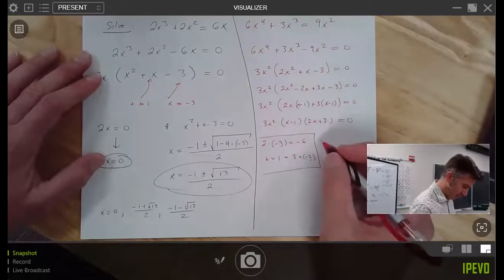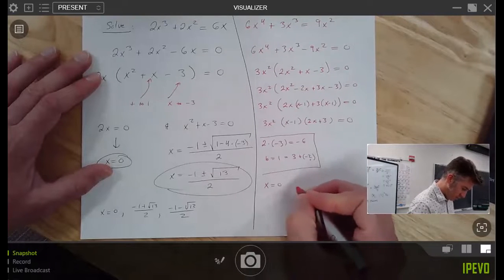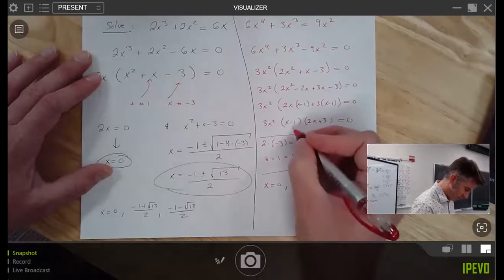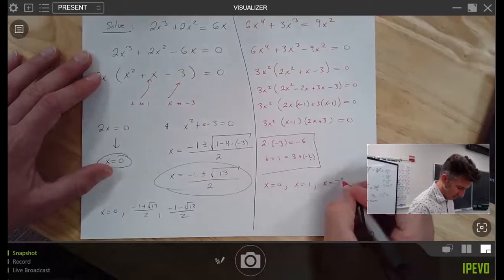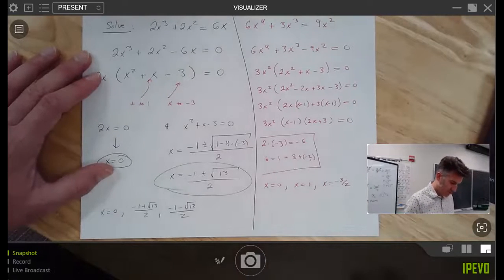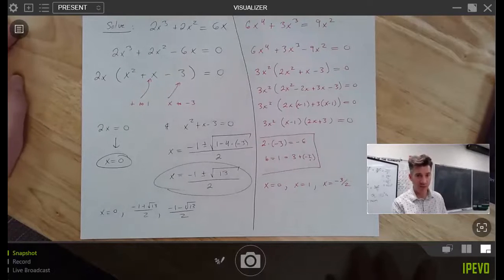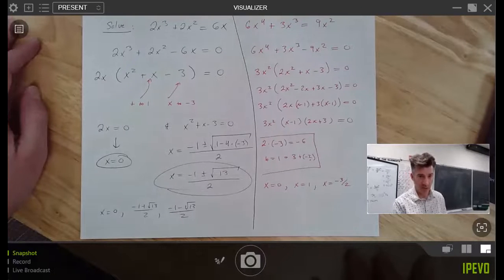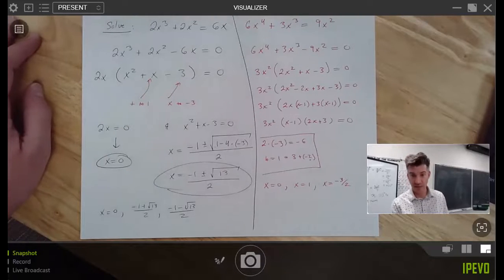But doing it this way, we end up getting x equal to 0, x equal to 1, and 2x plus 3 equal to 0 gives us x equal to negative 3/2. That's a perfectly fine way to do it if you're really bent on factoring it. But I don't feel like it's the best.